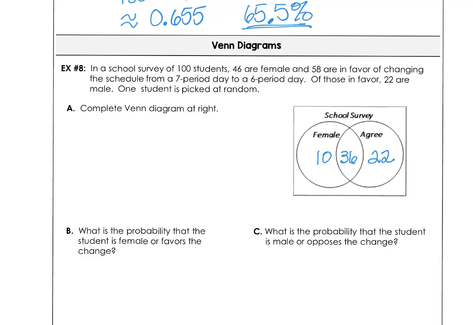So you can see where I got the 58 in favor would be 36 female and 22 male, so they agree. And 10 and 36 would be our 46 females. And we want to know on part B, what's the probability that the student is female or they favor the change.